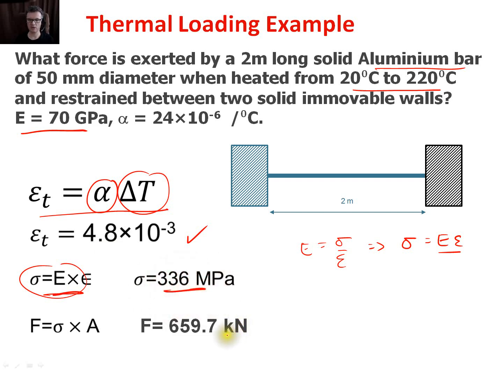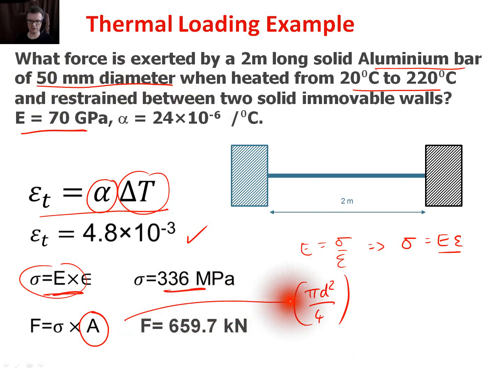Let's say I'm interested in the force being pushed against the column, because I'm doing some further structural analysis. I would then take my stress and multiply it by my area, which I'll work out from the diameter of the bar using pi d squared over 4. Multiply those two together, and I find that I get a force of about 660 kilonewtons.